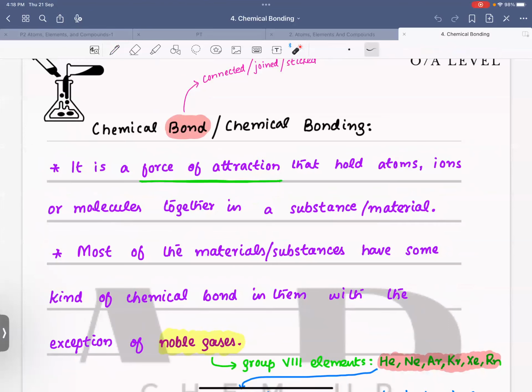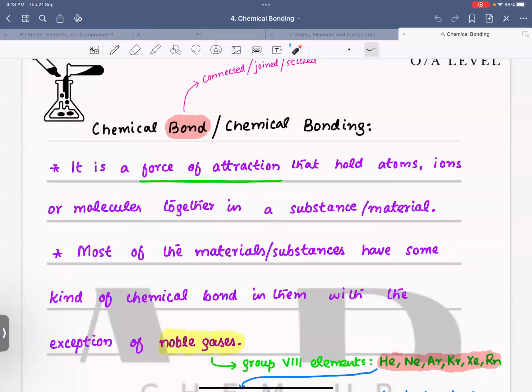It also clearly indicates to us that between those ions, or between those atoms, or between those molecules, there is a force of attraction which is holding them together. That force of attraction is called a chemical bond. Okay, is this clear? Yes.